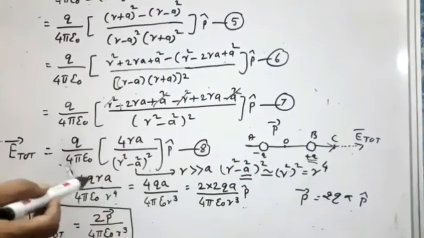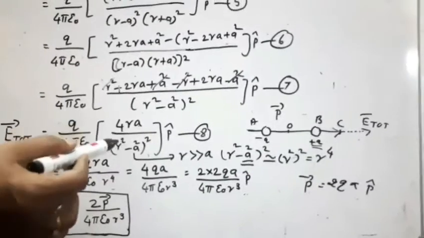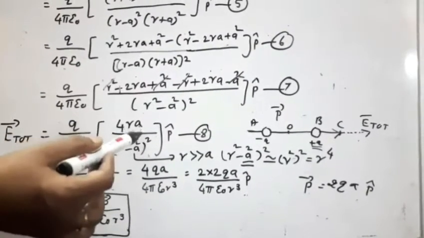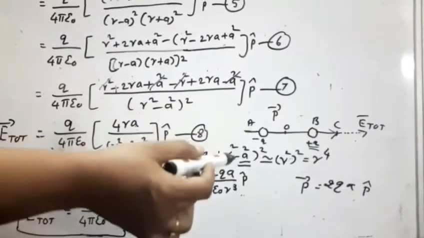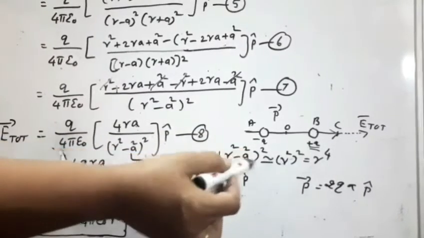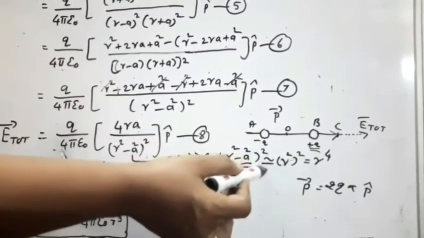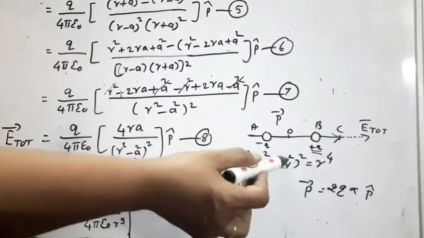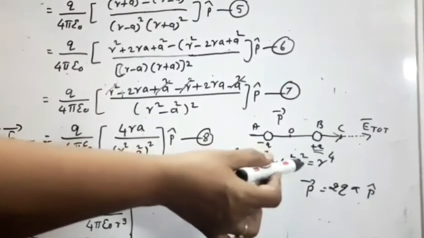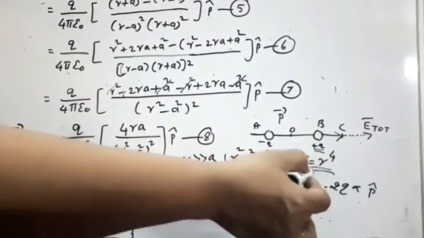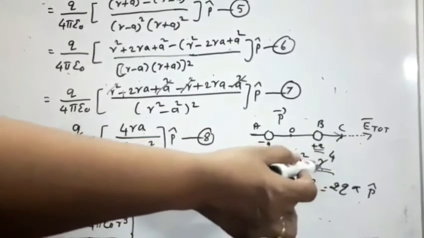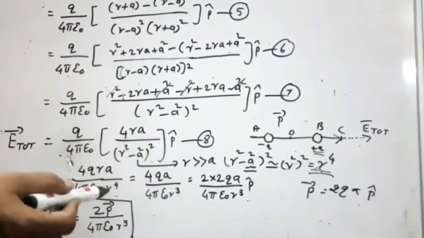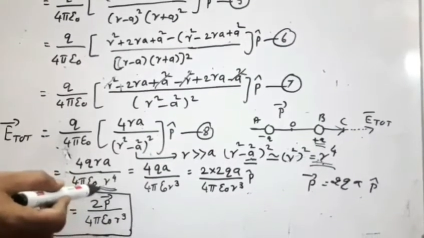And next, comparatively, here the R value and the a value we have to compare. The a value is very small as compared to the R value. Therefore we cancel the a value. So (R square minus a square) whole square is approximately equal to (R square) whole square, therefore R power 4. So in the denominator we write R power 4.